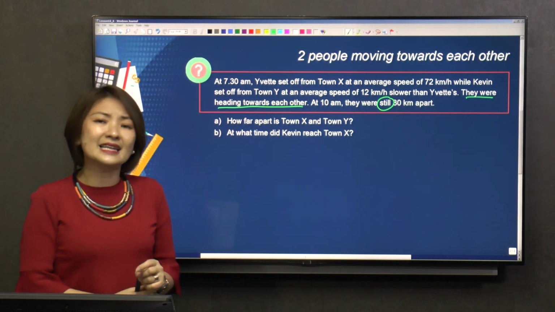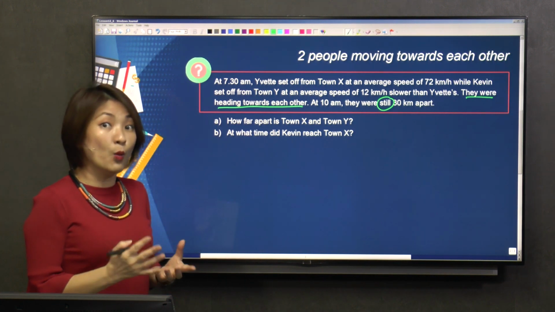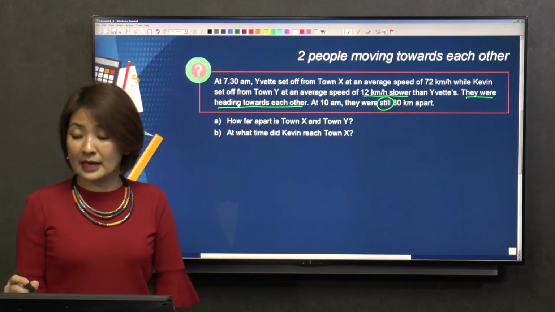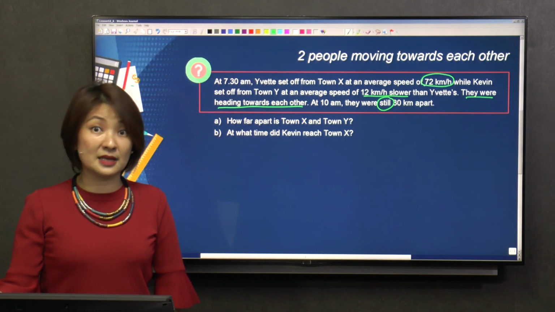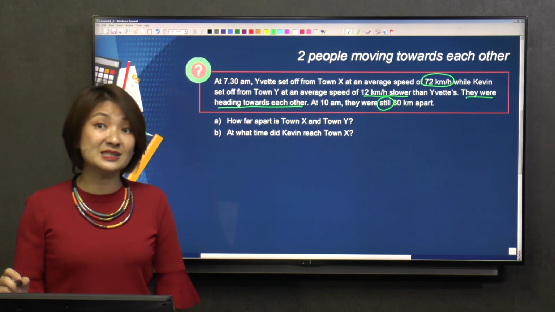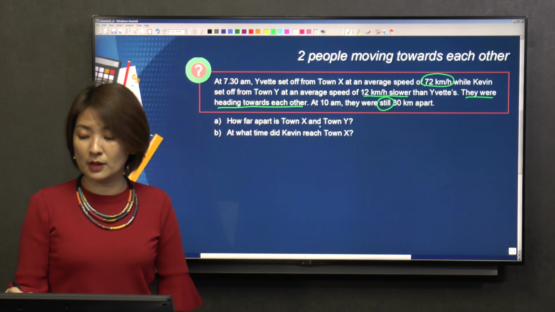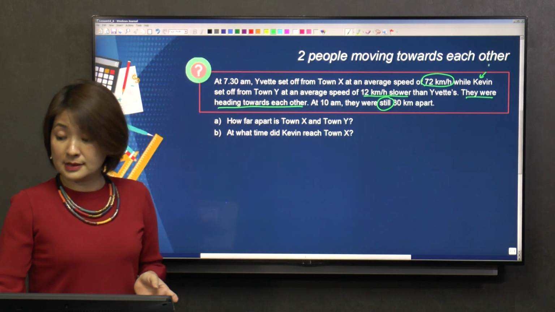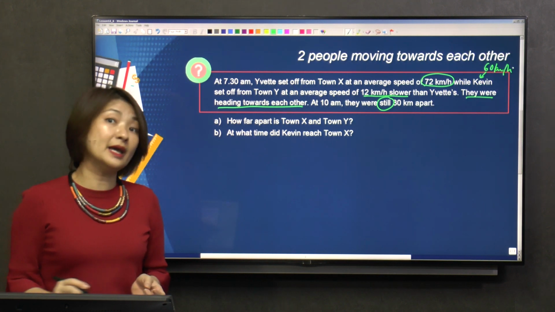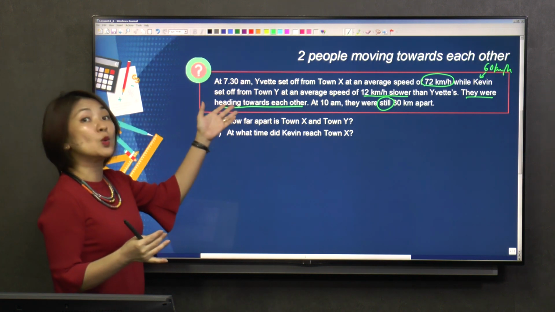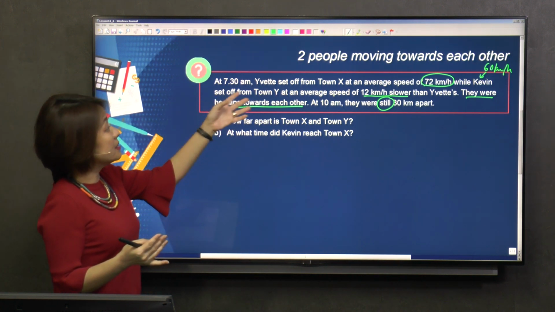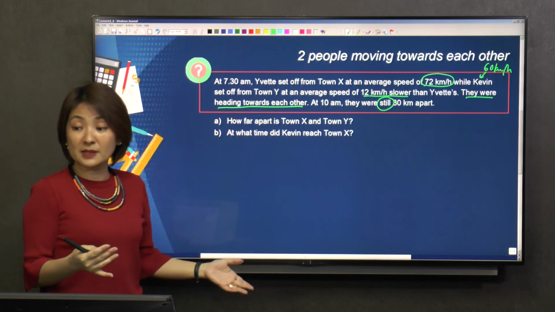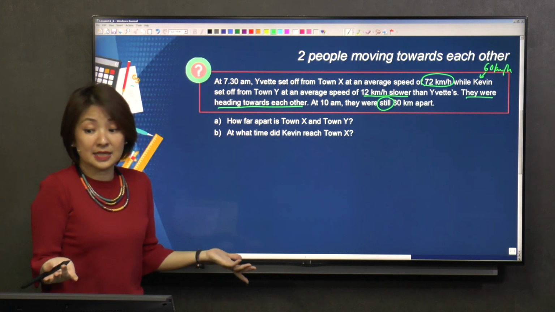So then there's another part that I usually like to work on first before I even get started. It would be this part that says slower than, because Yvette's speed is given. Kevin's speed is not given, but they say, oh, 12 kilometers slower. Then obviously, even without doing any working, you can find out that Kevin is 60 kilometers per hour. Okay, you are at this level where you are able to understand that, right? Kevin's average speed is 12 kilometers per hour slower than Yvette. If Yvette is 72 kilometers per hour, then minus 12, that's 60 kilometers per hour.